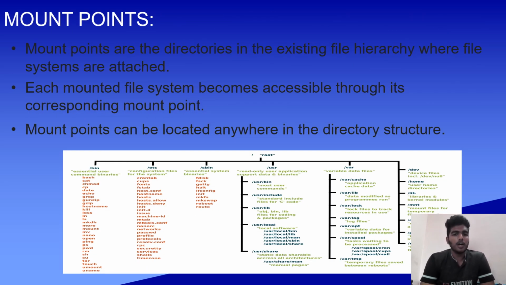Next are the mount points. Mount points are directories in the existing file hierarchy where the file systems are attached. Each mounted file system becomes accessible through its corresponding mount point. Mount points can be located anywhere in the directory structure. So mount points are just like directories in the existing file hierarchy. Here is a typical view of that.